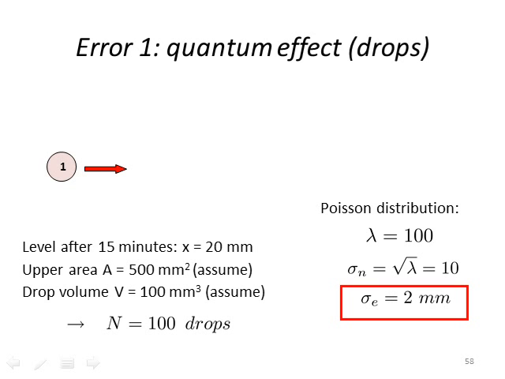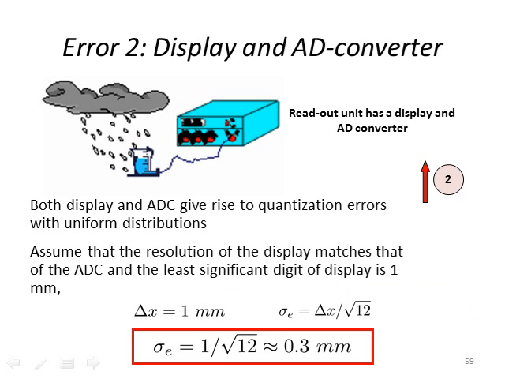Now the quantum effect of the drops, okay? So as I said, we assume that we have n equal to 100 drops. Now this drop, this is a counting event, okay? Poisson distribution with lambda equal to 100. Then the error basically is the square root of lambda, which is 10. And then our uncertainty in this, assuming a mean of 20 millimeters, is going to be 2 millimeters. See, the uncertainty in being able to collect the drops, based on our assumptions, is 2 millimeters.